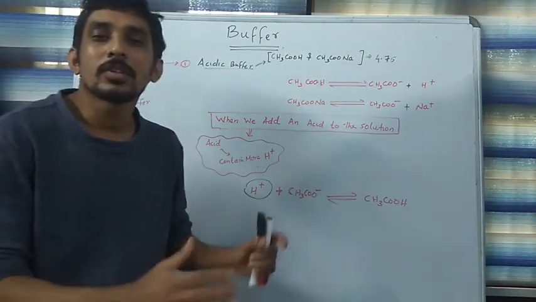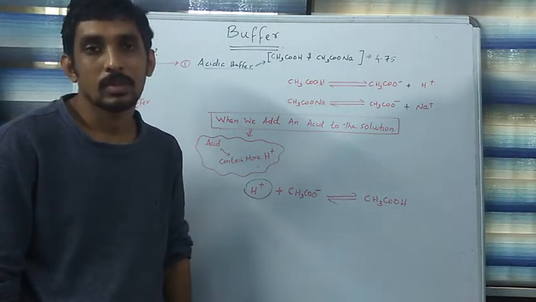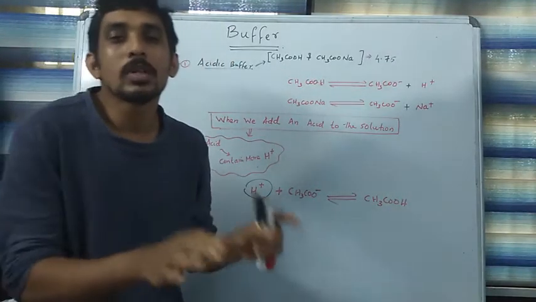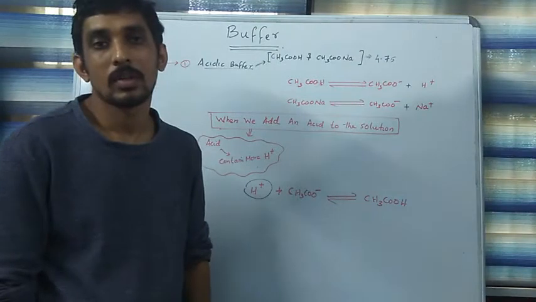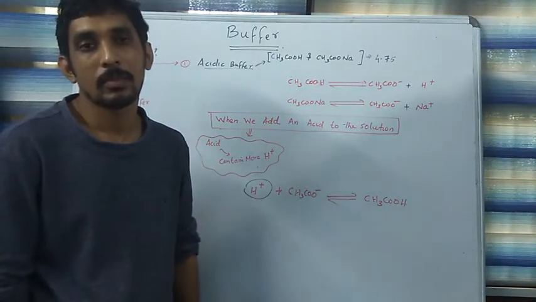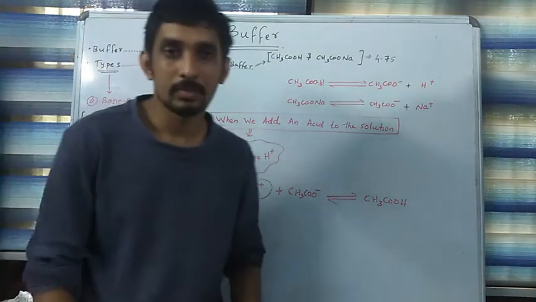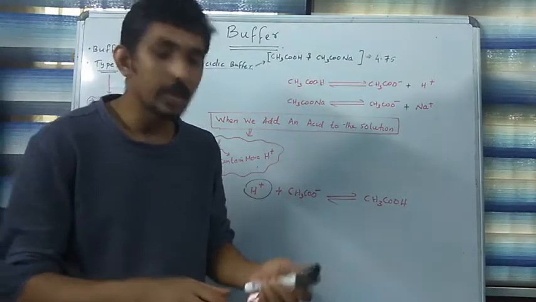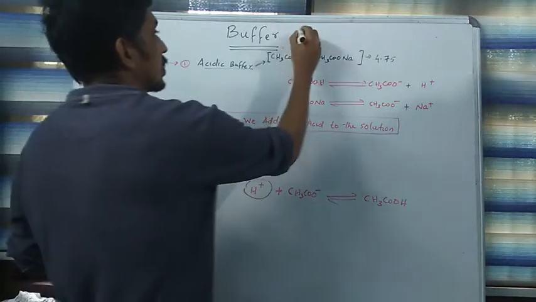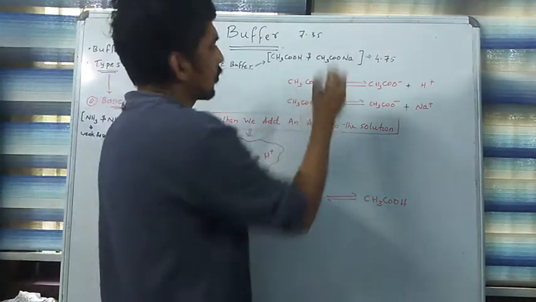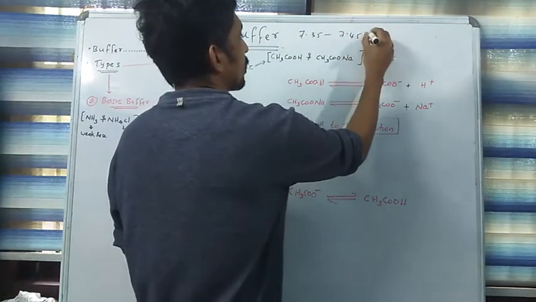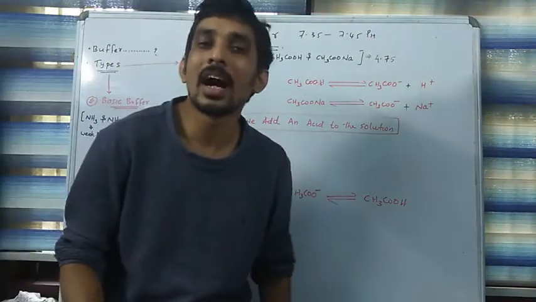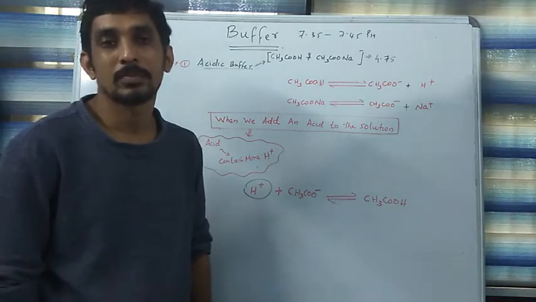Actually, buffer is a solution which is able to maintain a constant pH. We know that our blood maintains a pH of 7.35 to 7.45. This is the pH of our blood, which is slightly alkaline or basic in nature.